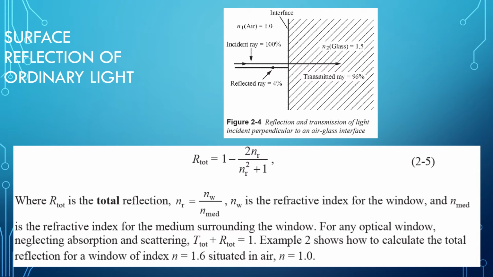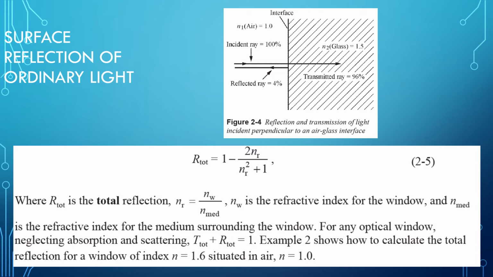So in figure 2.4 from our textbook, we see that we have our incident ray, which is going through air, which has an index of refraction of 1, and then it hits glass, which has the index of refraction of 1.5. And again, you can see that it's at a 90-degree angle. So we will use another equation, which is equation 2.5 in our textbook, to find our reflected light.